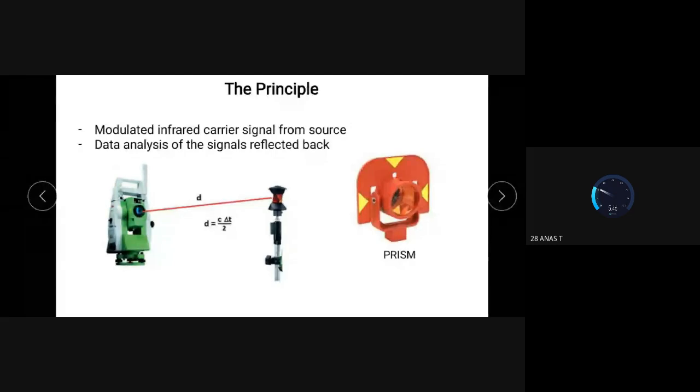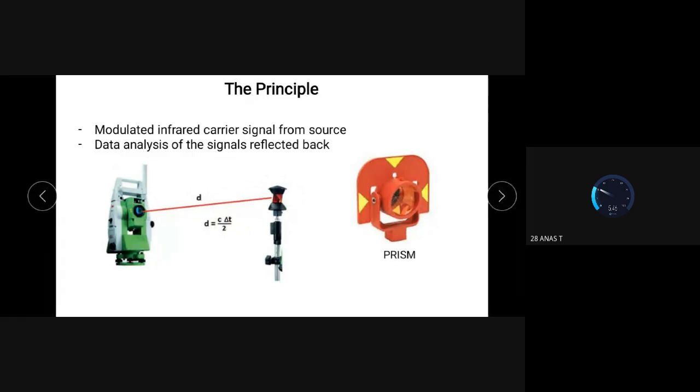It will send the infrared rays to the point A, and it will count the time taken for the infrared rays to reach A and to get back. So the distance D is equal to C delta T by 2, where delta T is the time taken, and C is the speed of the infrared rays. So it will go there and come back. So the total distance divided by 2 will give the distance between the instrument station and the point which we viewed.